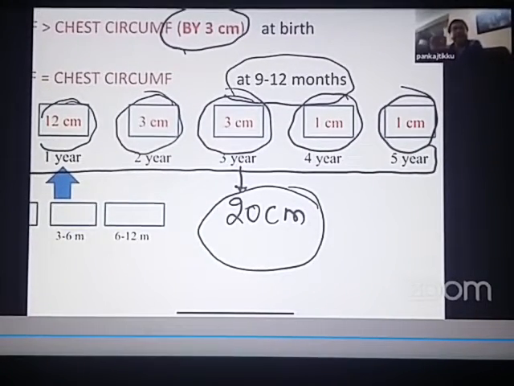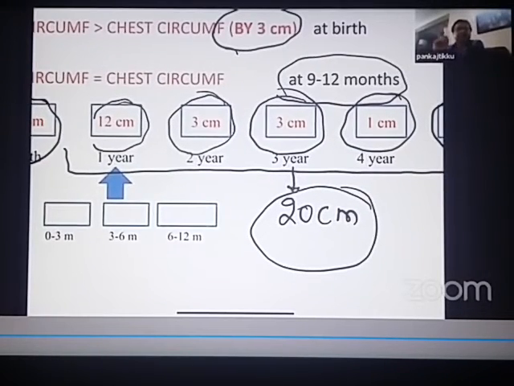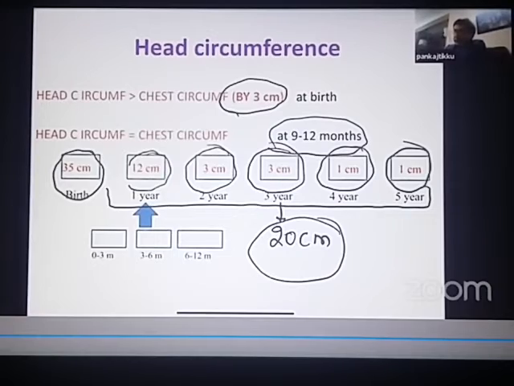Now, how does this 20 centimeter increase occur? 12 centimeter increase occurs in the first year, 3 centimeters in the second year, 3 centimeters in the third year, 1 centimeter in the fourth year, and 1 centimeter in the fifth year. And let us focus only on the first year. How much increase in head circumference occurred in the first year? It was 12 centimeters.